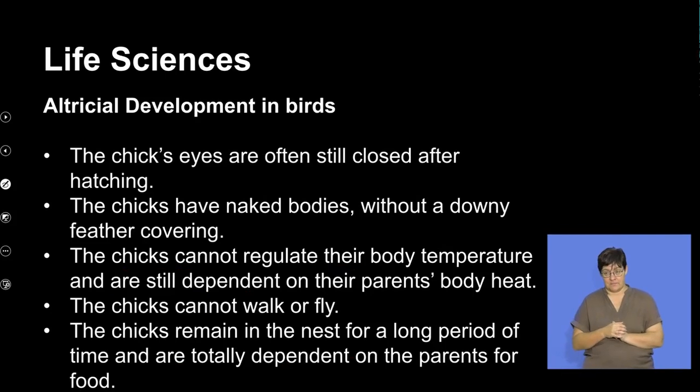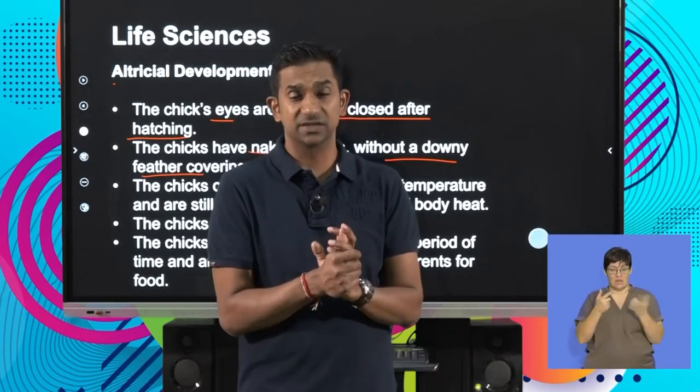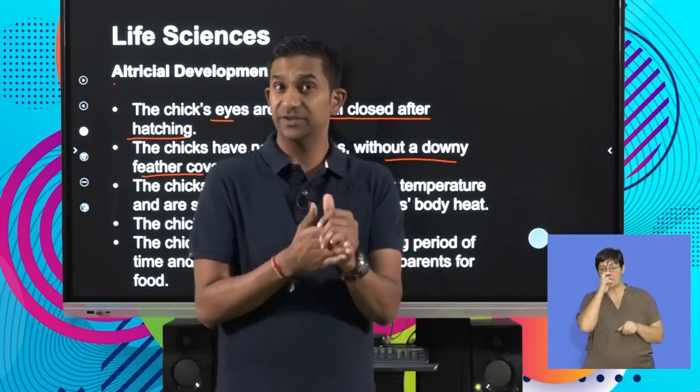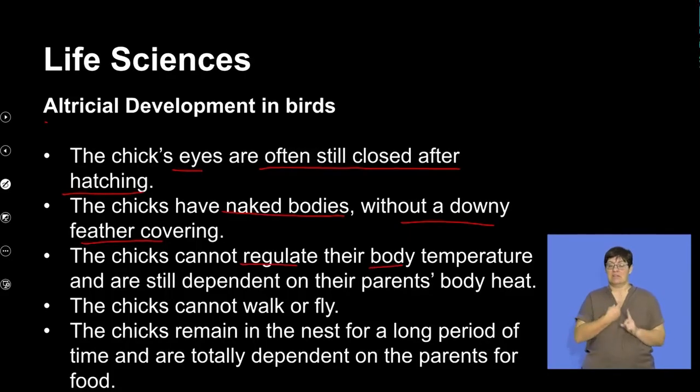Okay, so you'll find that in altricial development, the chick's eyes are often still closed after hatching. The chicks have naked bodies without any down feathers on them, so their bodies haven't developed fully in the eggs. Their eyes are still closed, their bodies are exposed, and so they often require their parents to keep them warm. The chicks cannot regulate their body temperature and are still dependent on their parents' body heat. You'll find that the chicks cannot walk very far or even fly, and so they are bound to that nest during the initial few days or weeks after development.